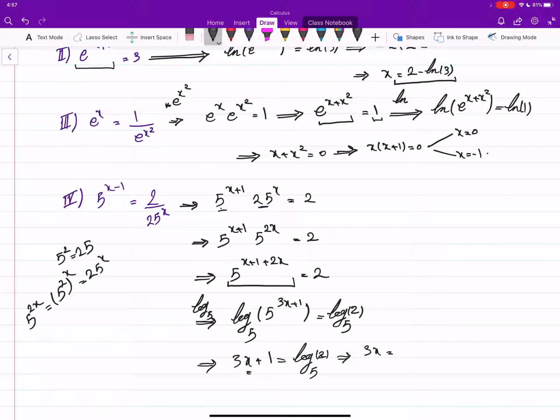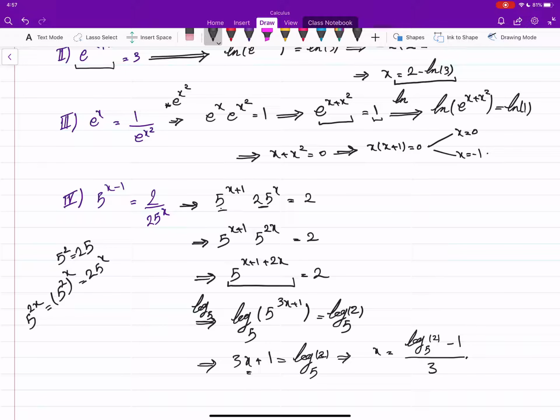So then isolate it: log of 2 base 5 minus 1, and then divide that by 3 to the other side and get the final result. Well, this is the trick we will use. Bring everything to one side, make one exponential term, use the inverse property, and then turn it into the regular equation, or algebraic equation, and try to solve that equation.